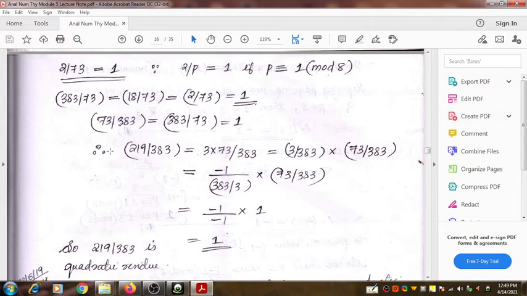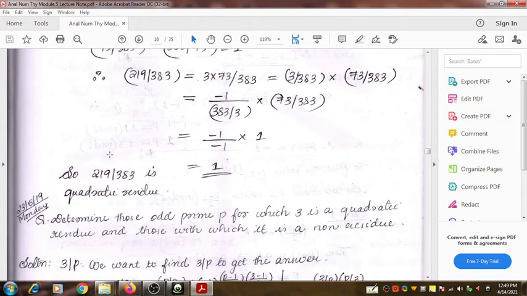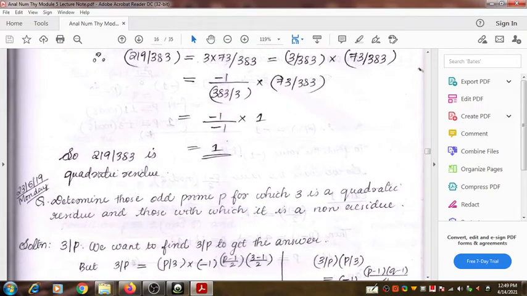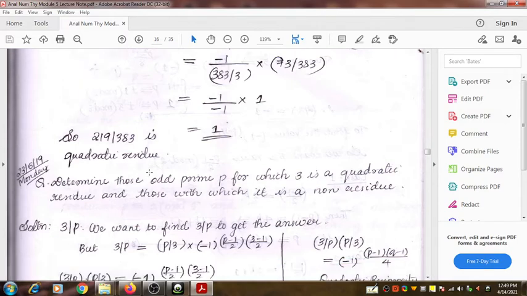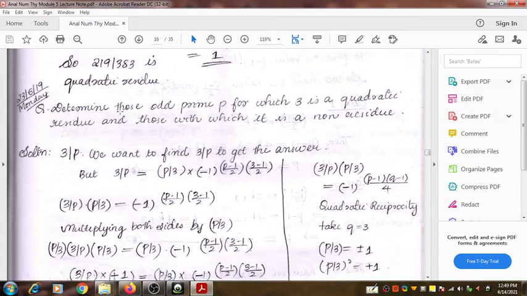Then, using these quantities in the previous steps, we get that the final answer for (219 bar 383) equals plus 1. Since (219 bar 383) is plus 1, we can conclude that the given number 219 is a quadratic residue mod 383.